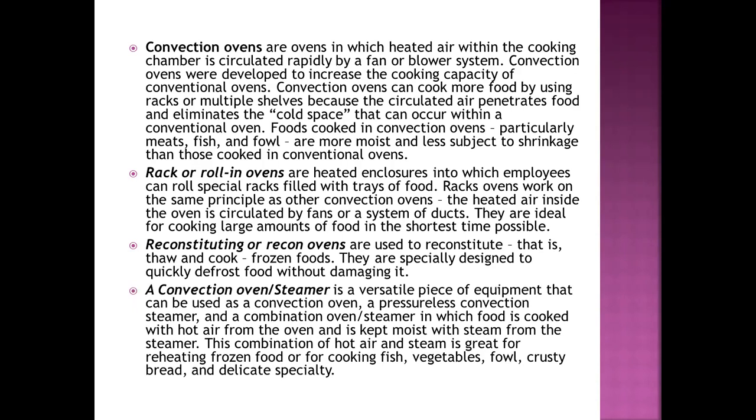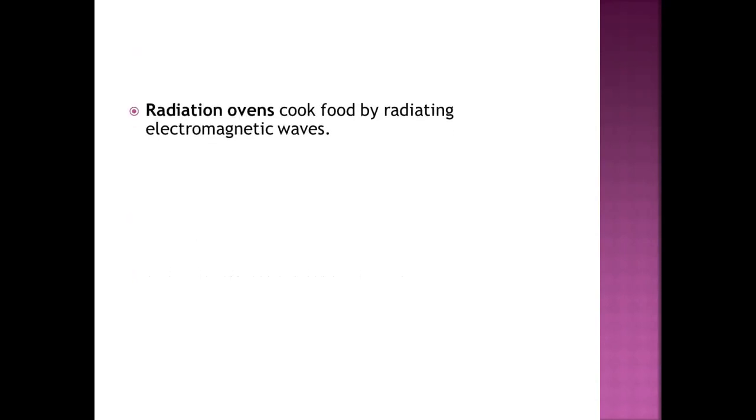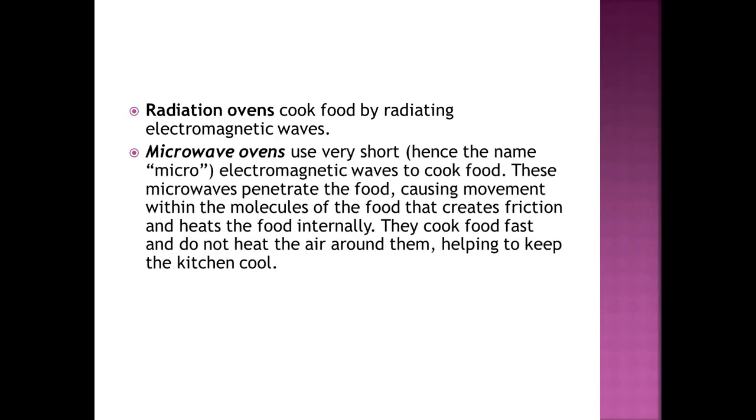And the last one is a convection steamer, and it is a versatile piece of equipment that can be used as a convection oven as well. A pressureless convection steamer and a combination oven steamer in which food is cooked with hot air from the oven is kept moist with steam from the steamer. This combination of hot air and steam is great for reheating frozen food, for cooking fish, vegetables, fowl, crusty bread, and delicate specialty. For radiation ovens naman, these cook food by radiating electromagnetic waves.